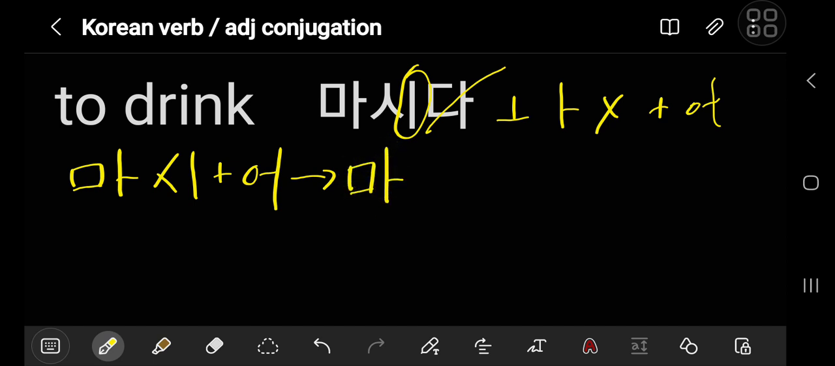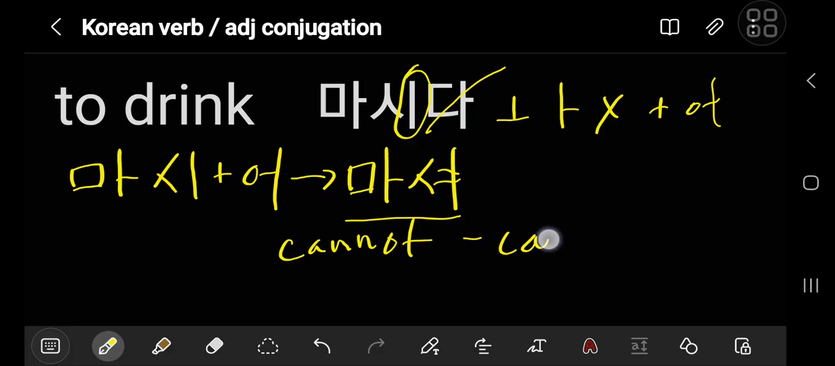It is 마시오. So it just becomes 마셔. If you write 마시오요, that's okay too. But the shorter version, like in English, we can write cannot, or we can write can't. Kind of the same thing here. You can write cannot or can't, 마시오 or 마셔. Same thing essentially.